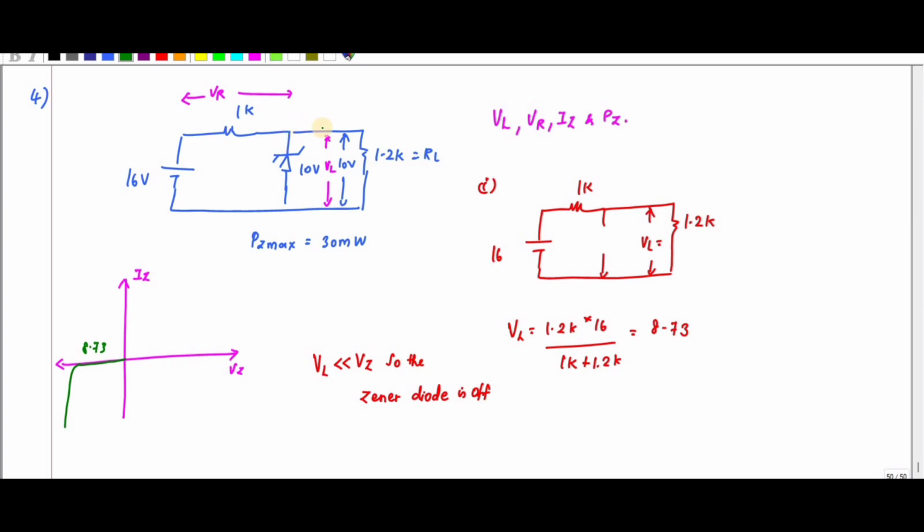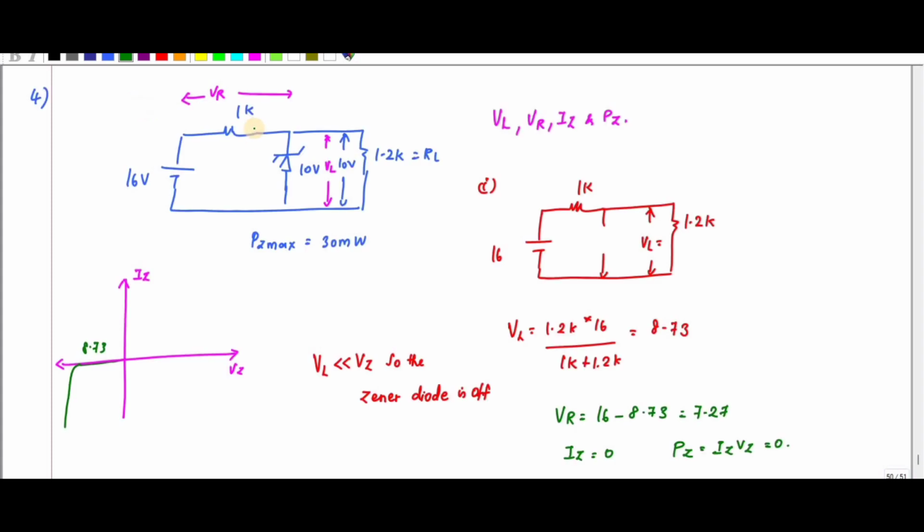So I have found that the voltage across this one is 8.73. Therefore, in order to find the value of VR, it is nothing but 16 minus 8.73. So 16 minus 8.73 is 7.27, right? So what is the value of IZ? IZ is 0 since it is open circuited, okay. So if IZ is 0, what is PZ? PZ is equal to IZ into VZ, that is equal to 0.